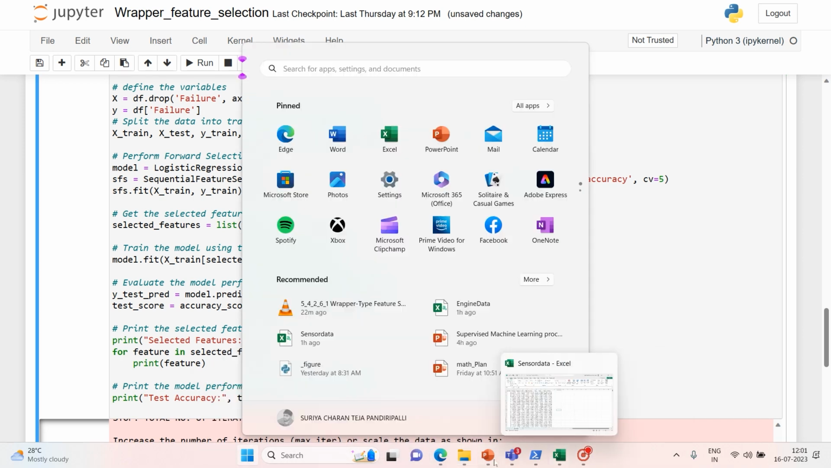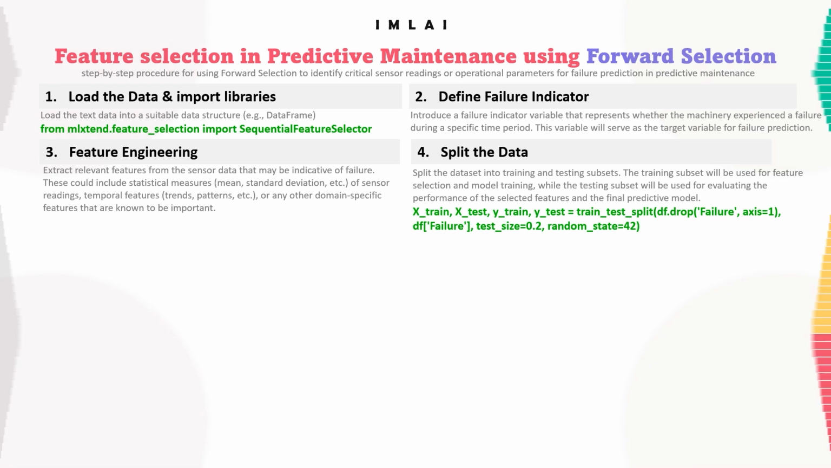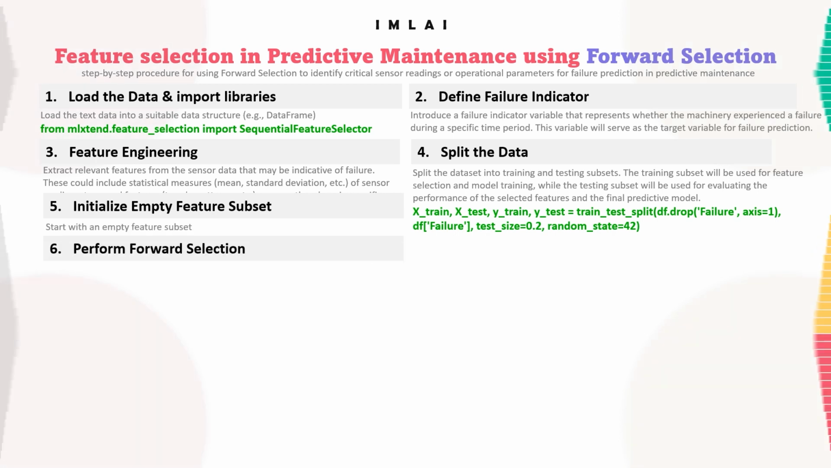Let's move. Now it's time for step 5, which is initialize empty feature subset. Obviously, that's how it works. So start with an empty feature subset. Then step 6, perform forward selection. Now it's time to get into the actual action.